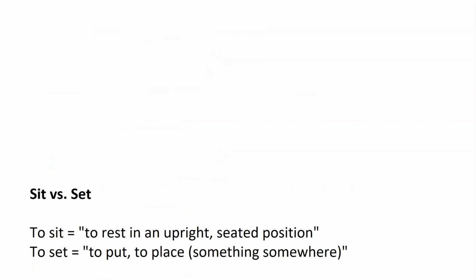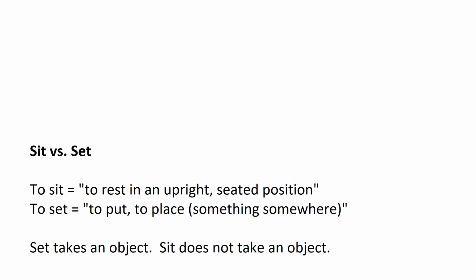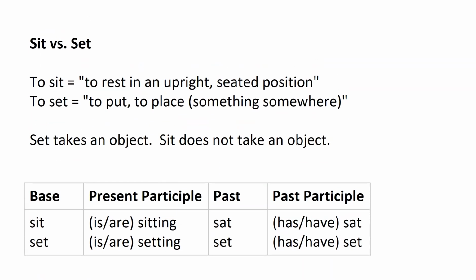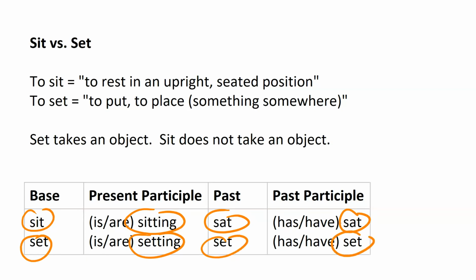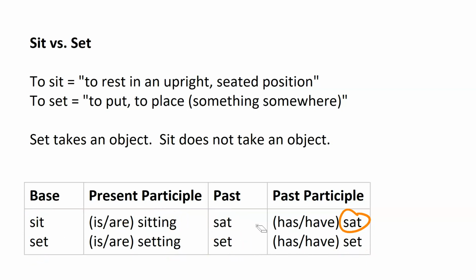Next 2 confusing verbs are sit and set. To sit means to rest in an upright seated position, and to set means to put or to place something somewhere. Set takes an object. Sit does not take an object. And here are the base, the present participle, the past, and the past participle for these. And here it gets a little bit less confusing. So it goes sit, sitting, sat, sat, and then set, setting, set, set. So there's less crossover. But at the same time, there is oftentimes some confusion between the 2.